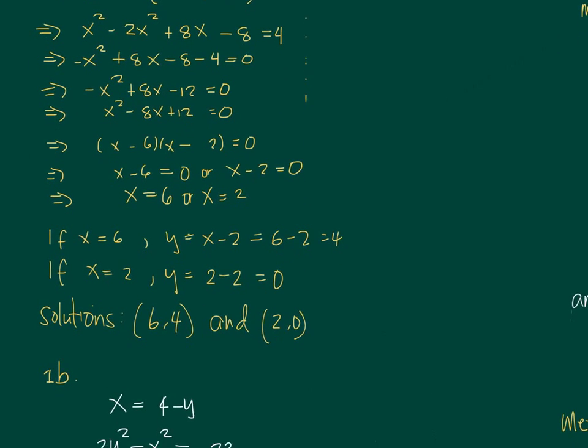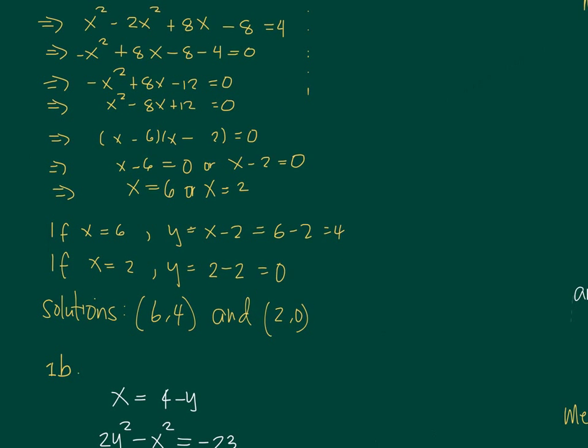After finding the values for x, you can now find the value of y, keeping in mind that y is equal to x minus 2. So when x is equal to 6, we replace x by 6, and that means 6 minus 2, which is equal to 4. When x is equal to 2, y is equal to 2 minus 2, and this is equal to 0. So you can write the solution in this way: (6, 4) and (2, 0). It means x is equal to 6 and y is equal to 4, and then x is equal to 2 and y equal to 0. Okay, so that's how you solve number 1.